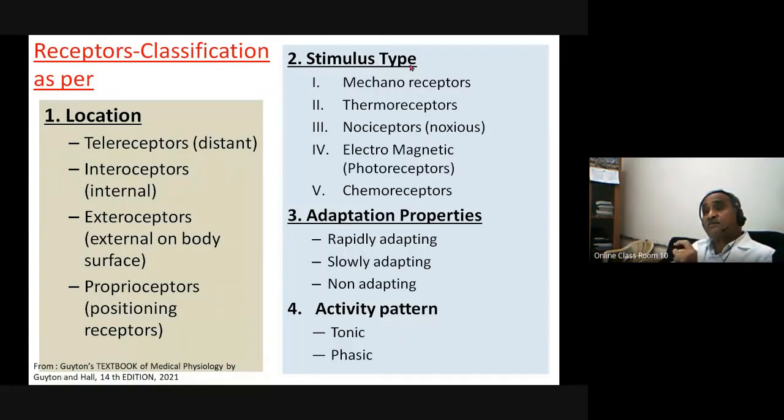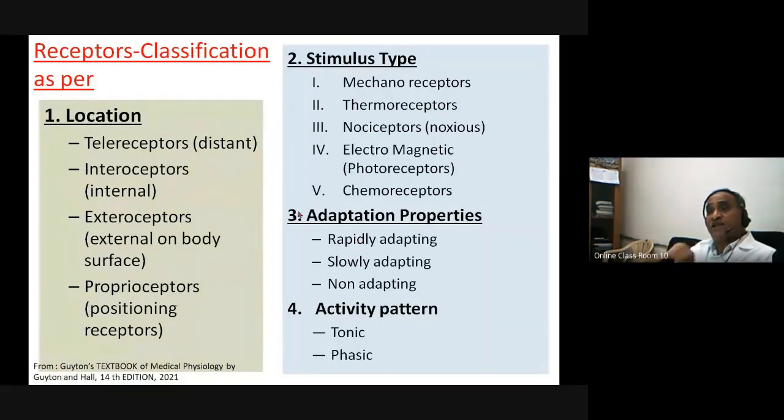Then according to the stimulus type, they are mechanical, thermal, noxious, where noxious is the injurious stimulus. Injurious, noxious stimuli are detected by nociceptors. Or electromagnetic, as in the case of the photoreceptors, or chemical receptors. These are the 5 modes of stimulus type that I will describe in the next slide.